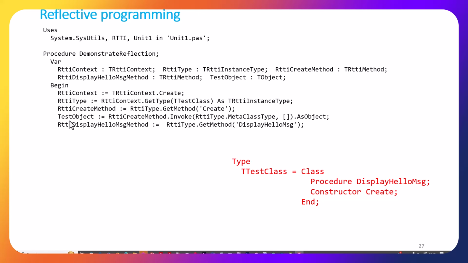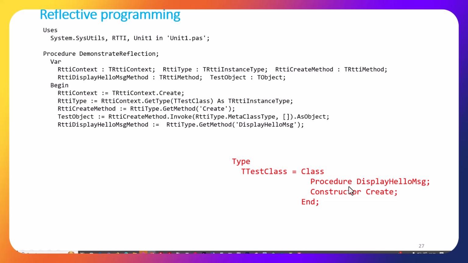Okay. Now this is the context. So now I'm also going to get this display hello message method, which I know is there because I actually have defined TTest.Create. So, yeah, sorry, there it is.